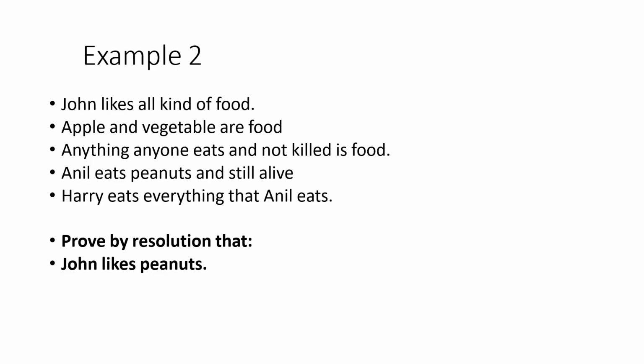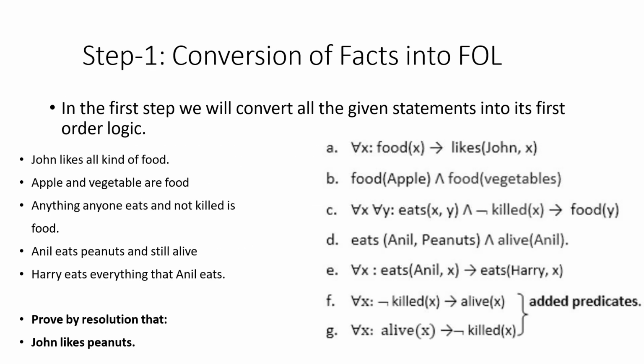So first we have to convert these sentences into WFF. First step, we will convert the statements into first order logic. John likes all kinds of food. For representing all, we are using the universal quantifier: for all x, food of x. So if x is a food, then John likes x, that is, likes John comma x. Then apple and vegetables are food, so here we can put food apple and food vegetable.